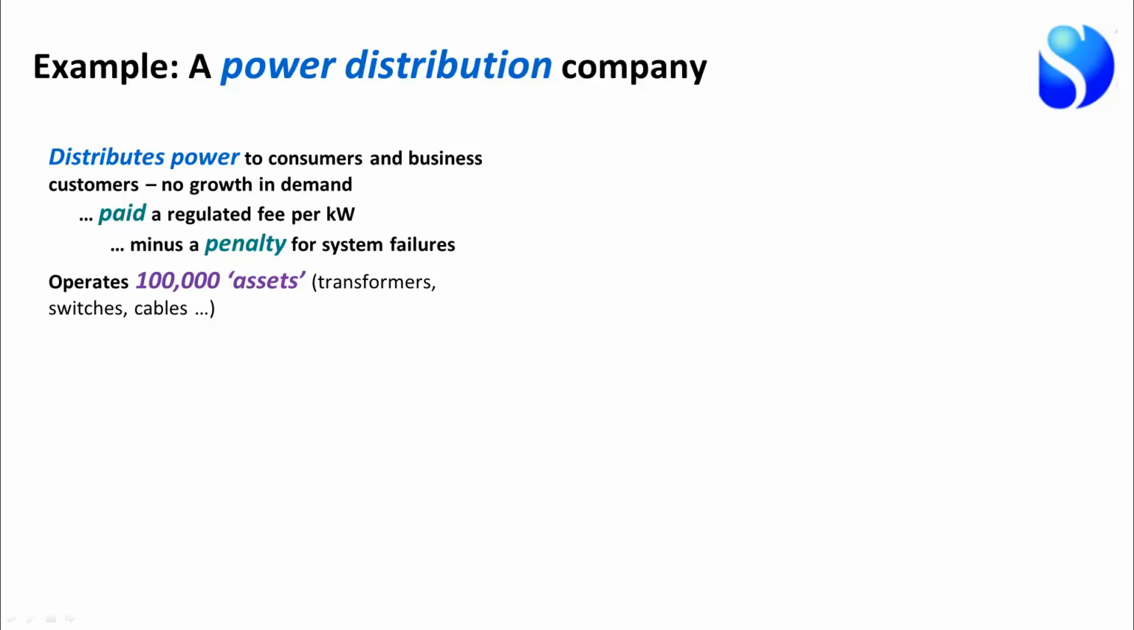They get power from power stations, and they distribute it through their cables and switches to consumers and business customers. An important thing to bear in mind in this case, and in other similar cases, is that in a developed economy there's effectively no growth in demand, so there's nothing on the marketing end of the business that this company can do.